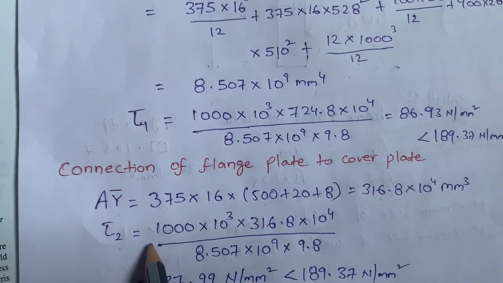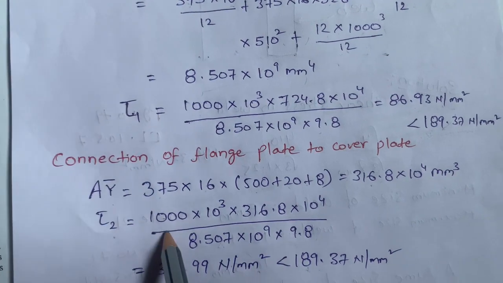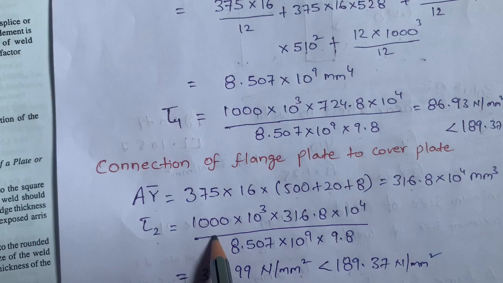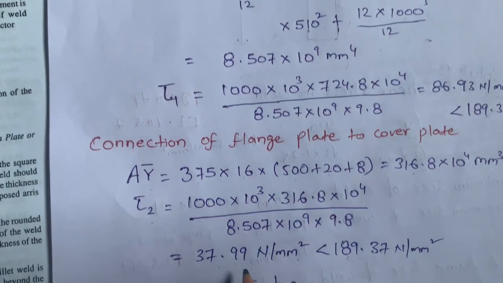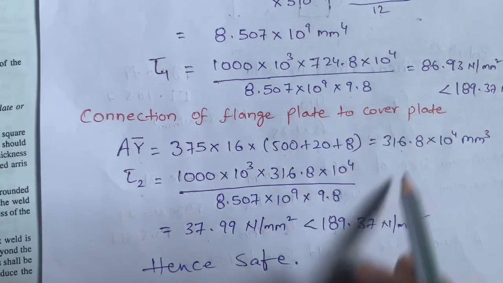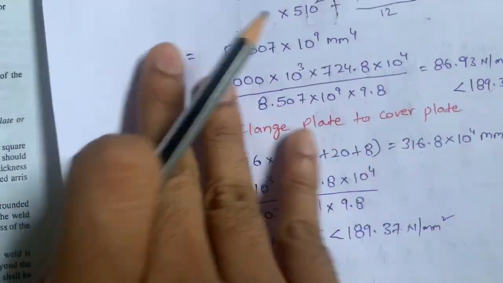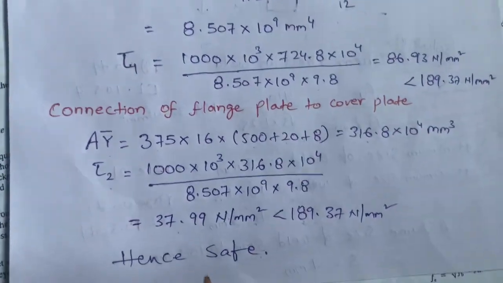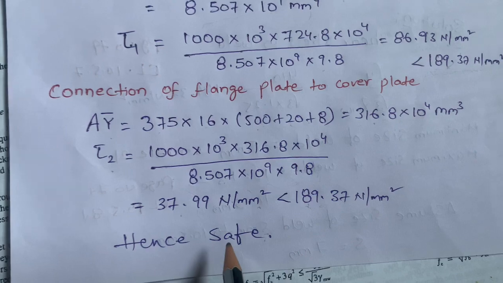The same equation I used, tau 2 equal to, with the 1000 we know. Substituting all the values, I got 37.99 Newton per mm square, that is less than 189.37 Newton per mm square. This is our shear stress in the weld. So less than the shear stress in the weld means our design is safe, hence our welding is safe.